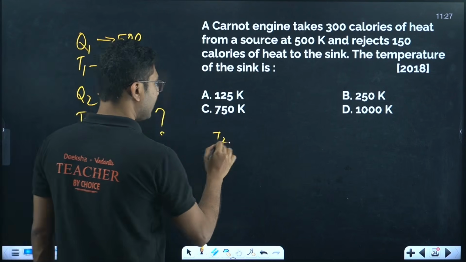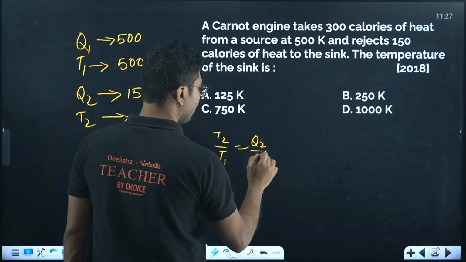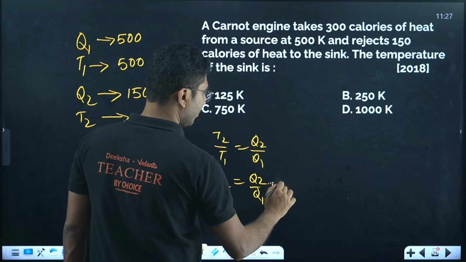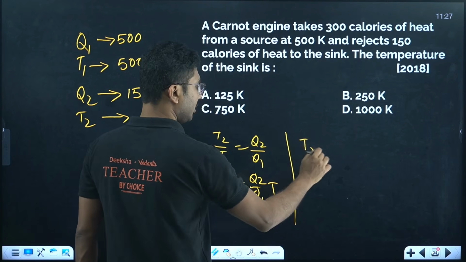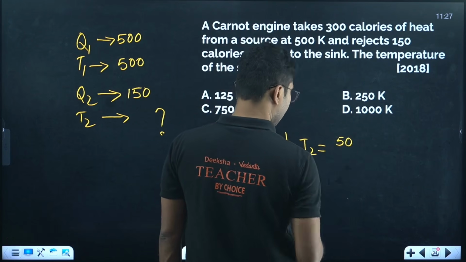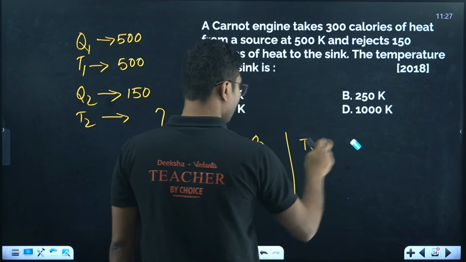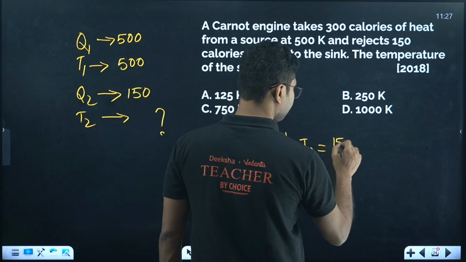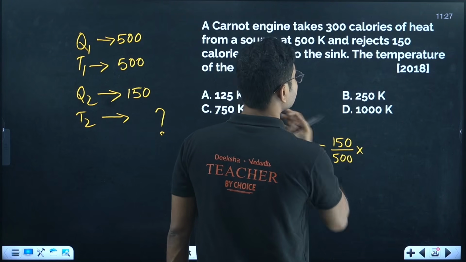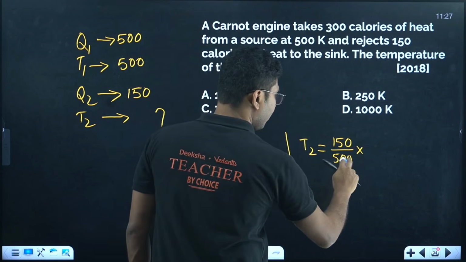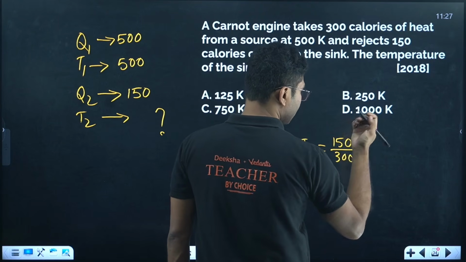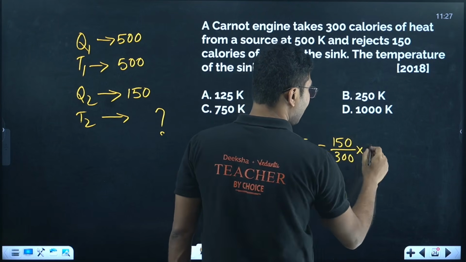Okay, so you know that T2 by T1 equals Q2 by Q1. So T2 is actually Q2 by Q1 into T1. So what is T2? Q2 is 150 calories, Q1 is 300 calories, and T1 is 500 Kelvin. Sorry, again my mistake, 500 is the temperature. So 150 calories by 300 calories, so the unit cancels anyway, into 500.